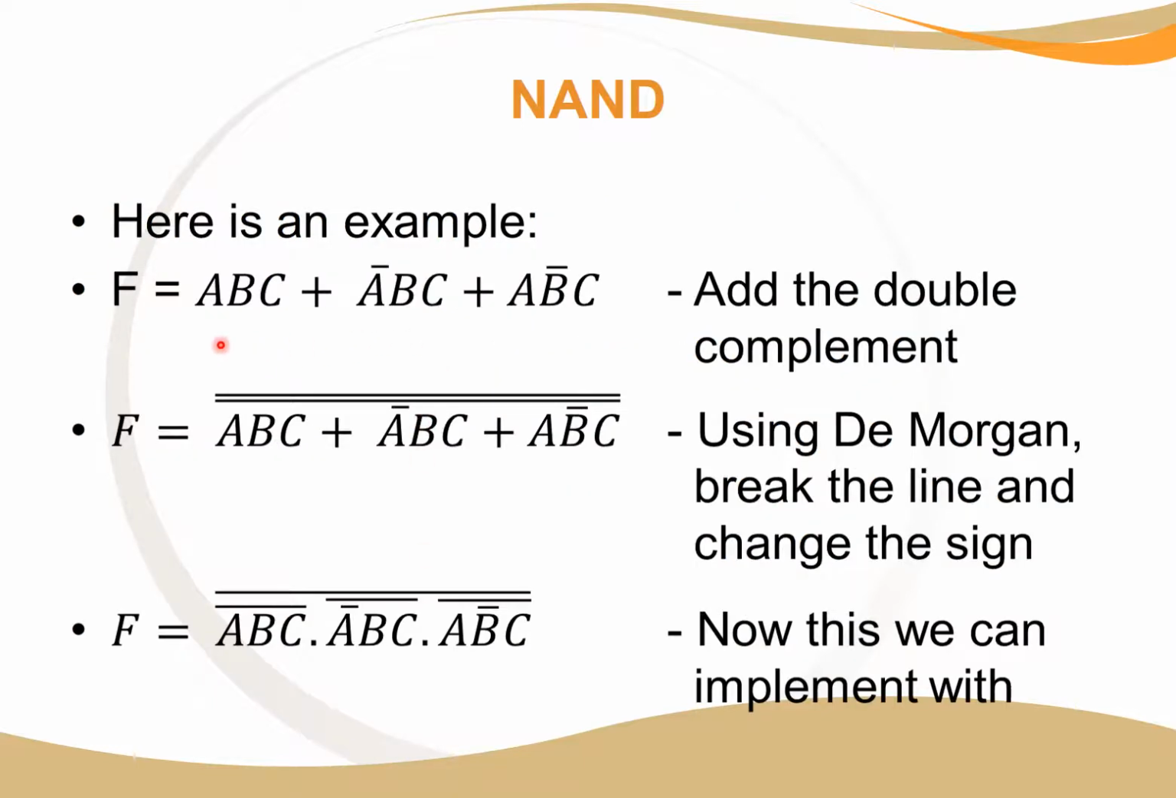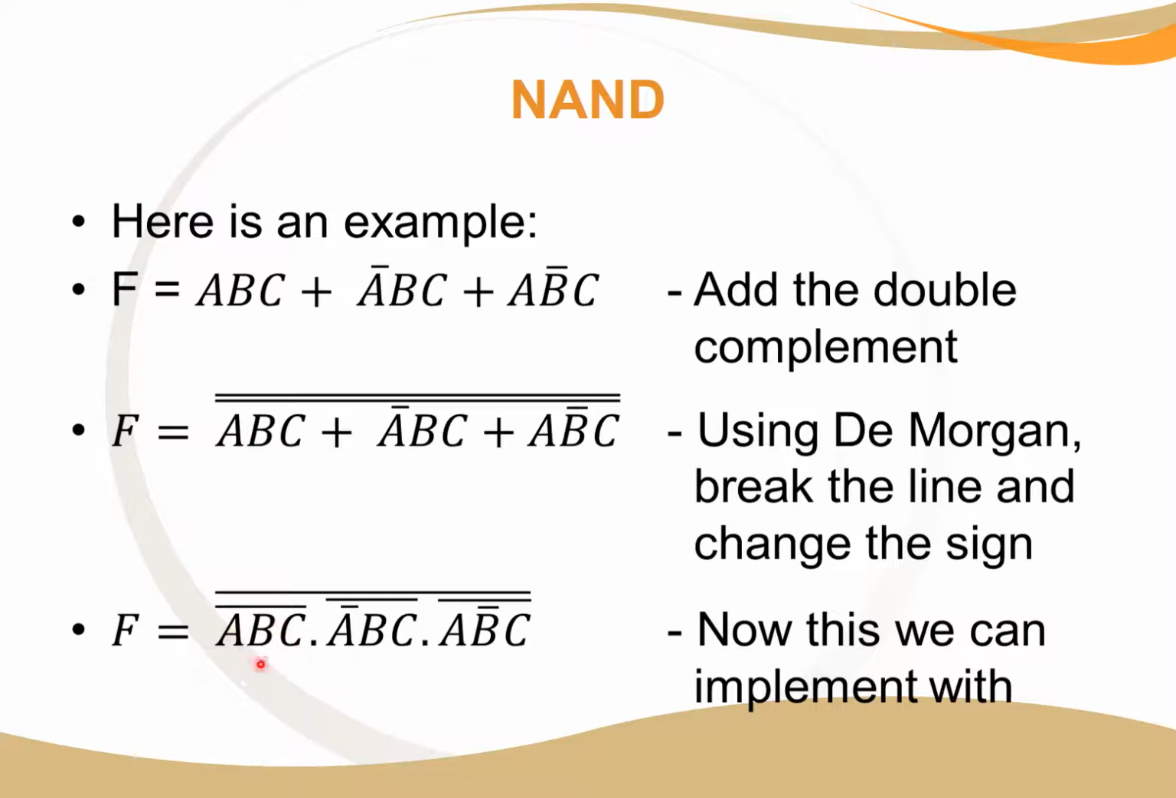So here we have an example. Here we have a 3 variable SOP with A, B, and C. And now I tell you, okay, implement this only using NAND gates. So first thing you do, we draw the double complement lines, and then we use De Morgan to break the line and change the sign. So we break the lines over the ORs and change the signs to AND. So now we have this expression here, which we can implement with just NAND gates.